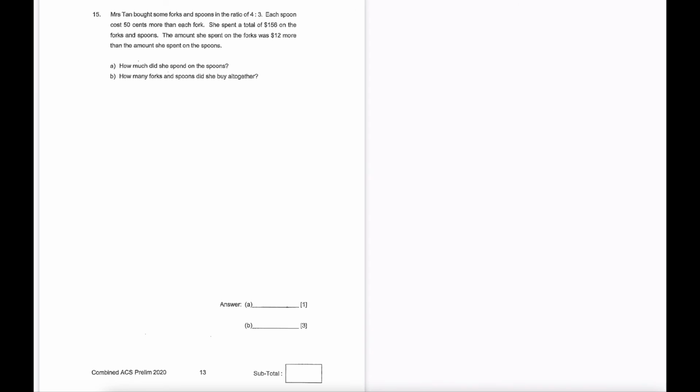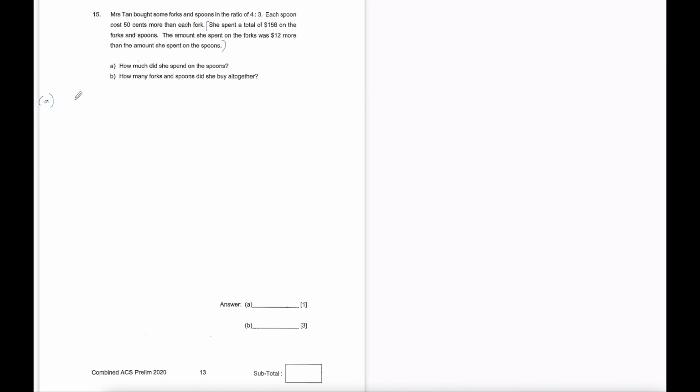Then Mrs. Tan bought some forks and spoons in the ratio of 4:3, and each spoon cost 50 cents more than each fork. She spent a total of $156 on the forks and spoons. The amount she spent on the forks was $12 more than the amount she spent on the spoons. How much did she spend on each spoon? If you realize, this question is quite challenging, but our part A is 1 mark. So for part A, we only need this. We don't really need to do the ratio yet. So in exams, if you think a question is hard, at least get that 1 mark.